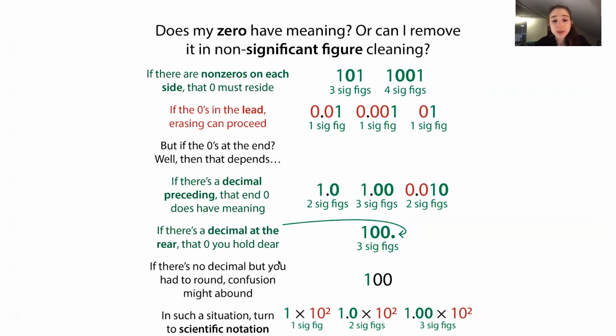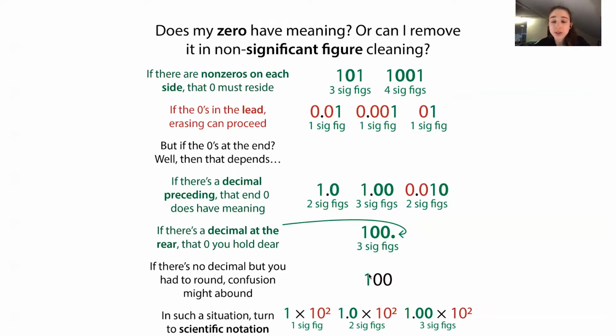Okay, if there's no decimal, but you had to round, confusion might abound. So if you had to round this, so you have 100, is this just 1 sig fig? Well, as it's written, you would think it was, but what if you actually had measured all of these values, or if it's an exact value where all the figures are significant, like a counted value, like 100 people, all 3 of those digits would be significant. But if you write it like this, it looks like you only have 1 significant figure.